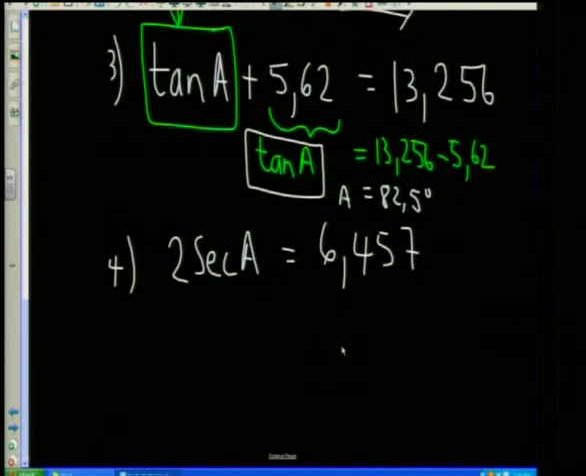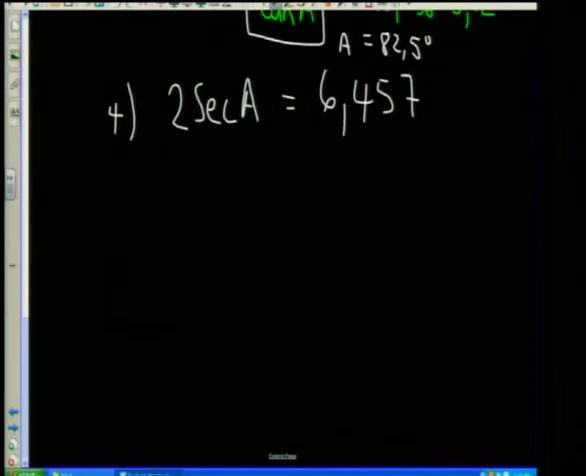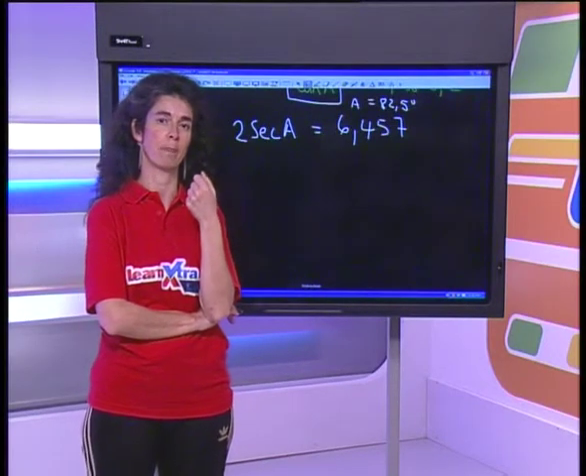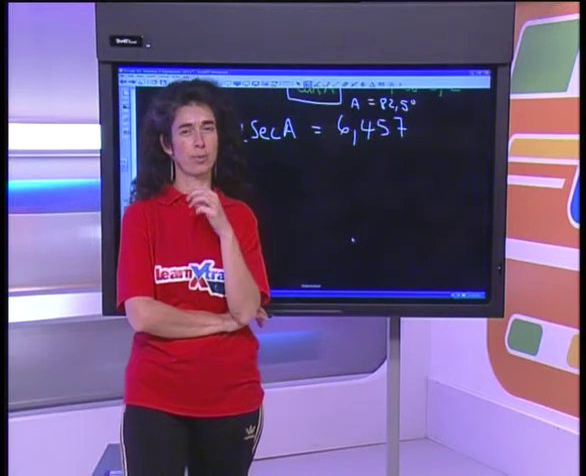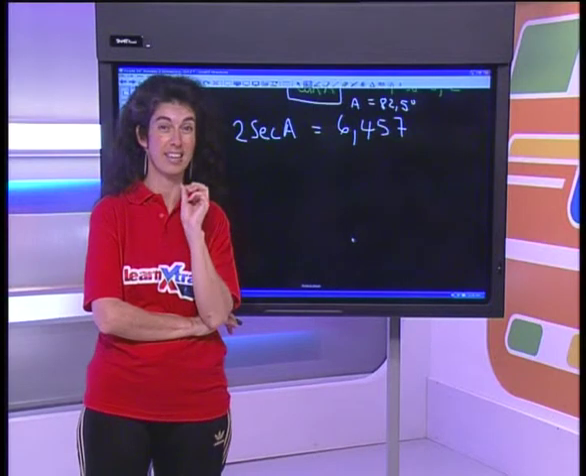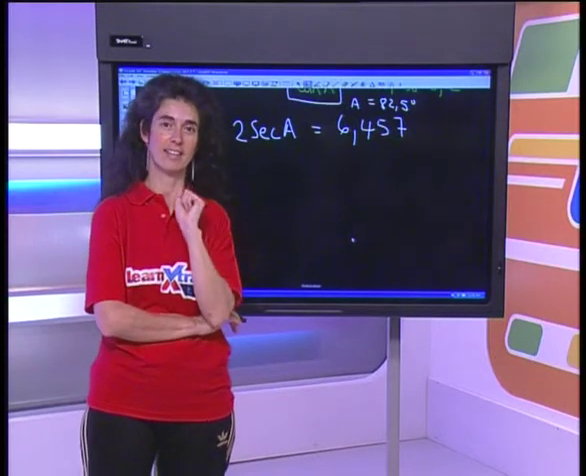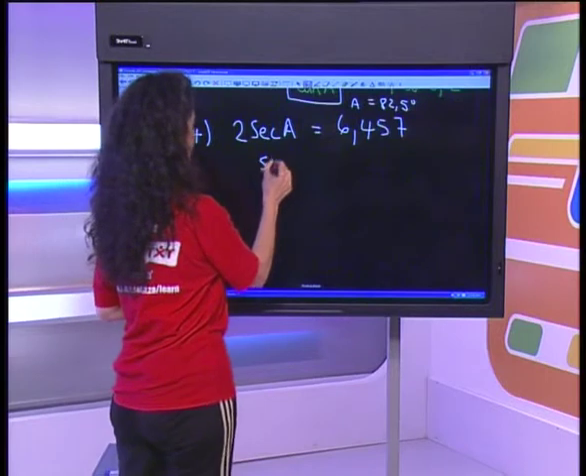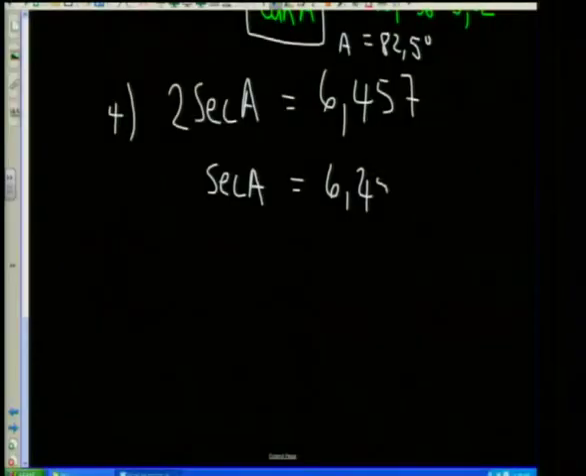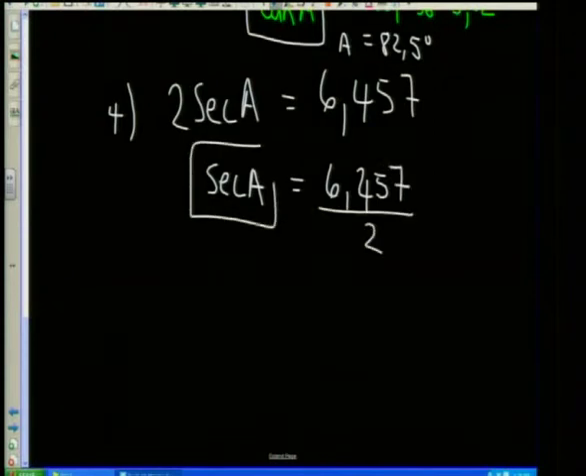Then our last question for the section was, how do you deal with reciprocals? Because there are grade 10s, you're working with those reciprocal ratios. So we need to treat them a little bit differently, but the main job is the same as with any equation: isolate that unknown. So we've got sec A is equal to 6,457 divided by 2. Can you see I've now isolated that?